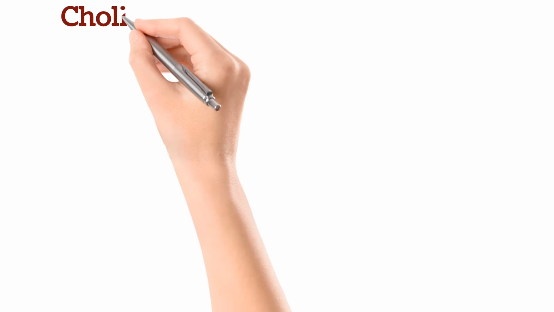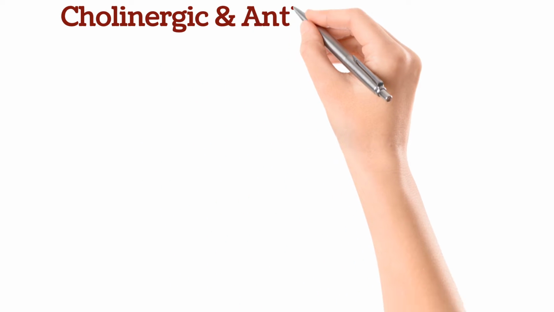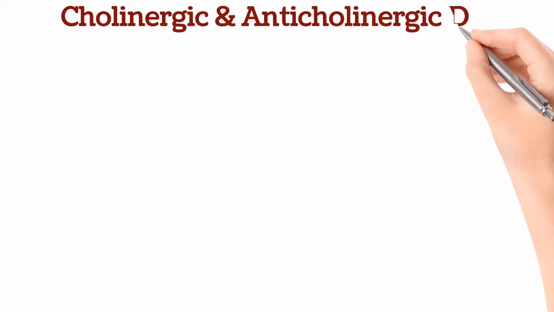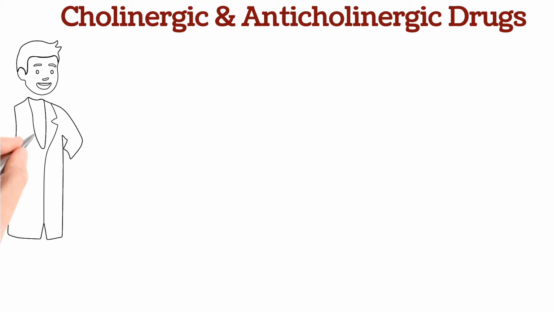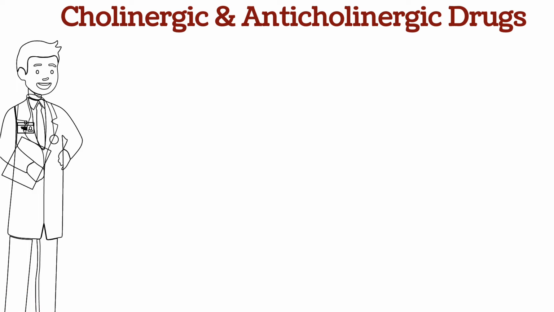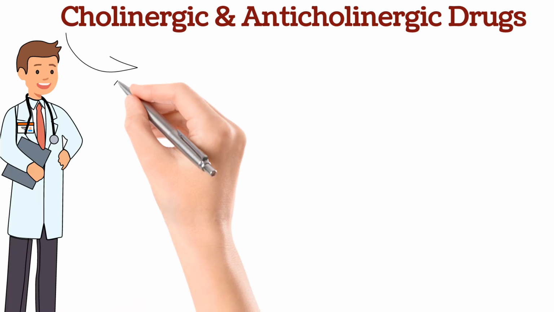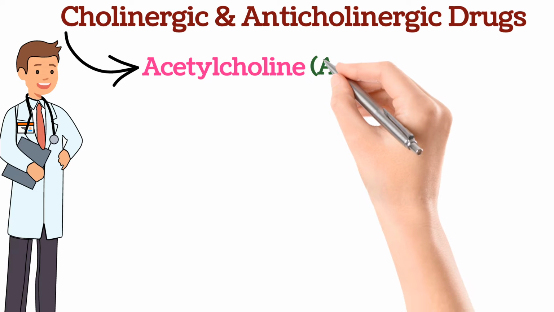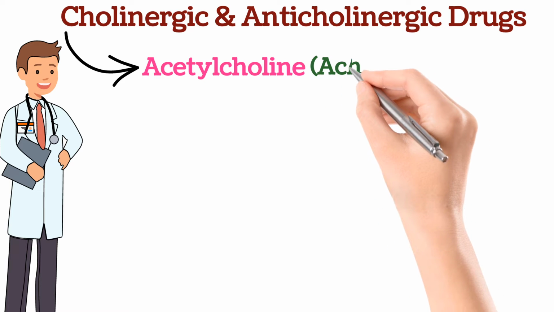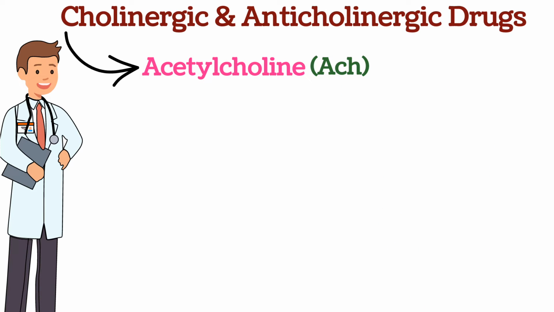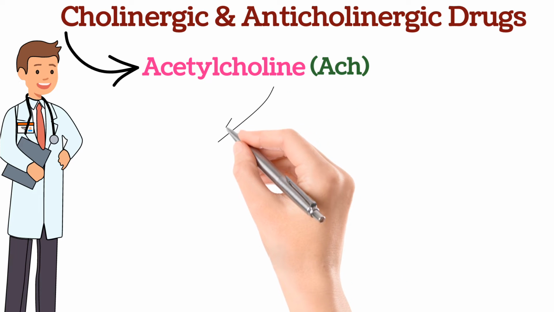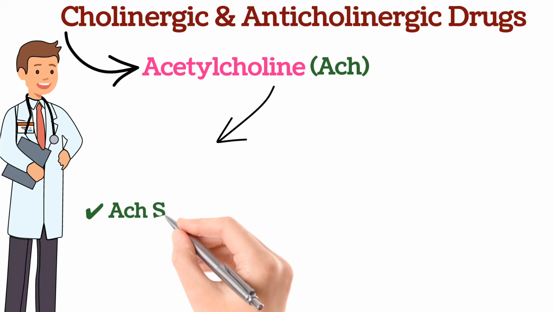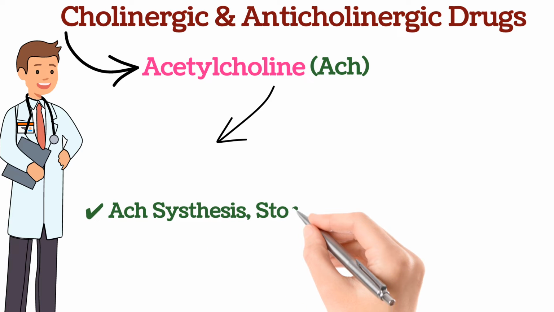In this video we are going to learn about drugs called cholinergic and anticholinergic drugs. We will understand how these drugs act in our body. First of all, we have to understand that for the cholinergic and anticholinergic system, the chemical called acetylcholine, represented by ACH, is involved. In this video we will go through the synthesis of ACH, its storage and its receptors.